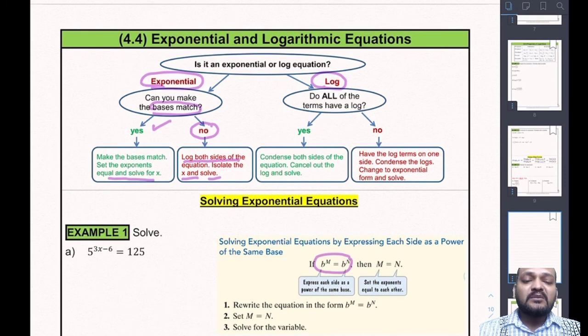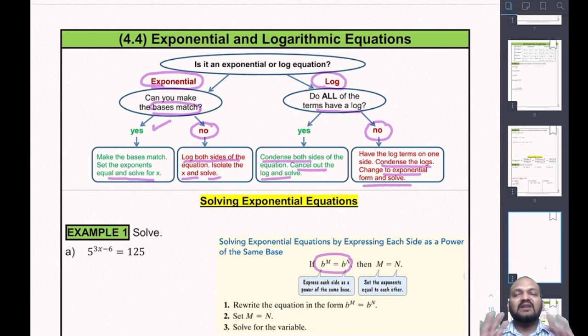When you deal with logarithmic equations, it's very similar. If both sides have log terms, then you condense both sides and cancel out the logarithm. In other words, take exponents on both sides and then solve. If only one side has the log and the other side does not, then keep the log term on one side and move everything else to the other side. Then condense the logarithmic term, use the exponent form, and solve it. So that is the general idea.